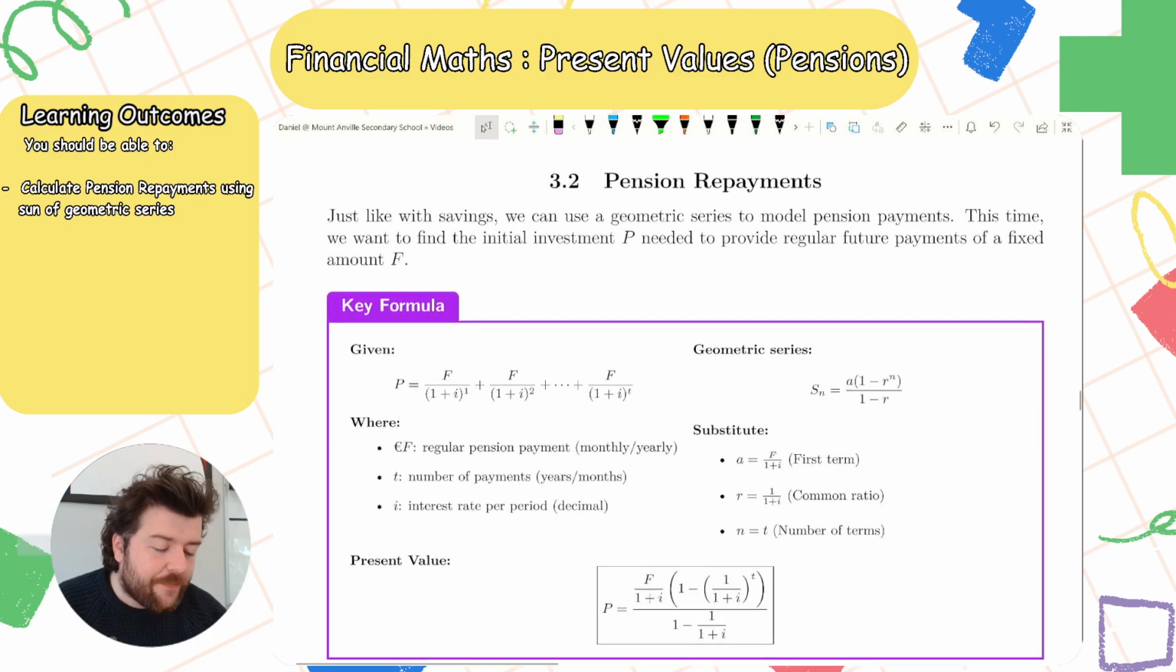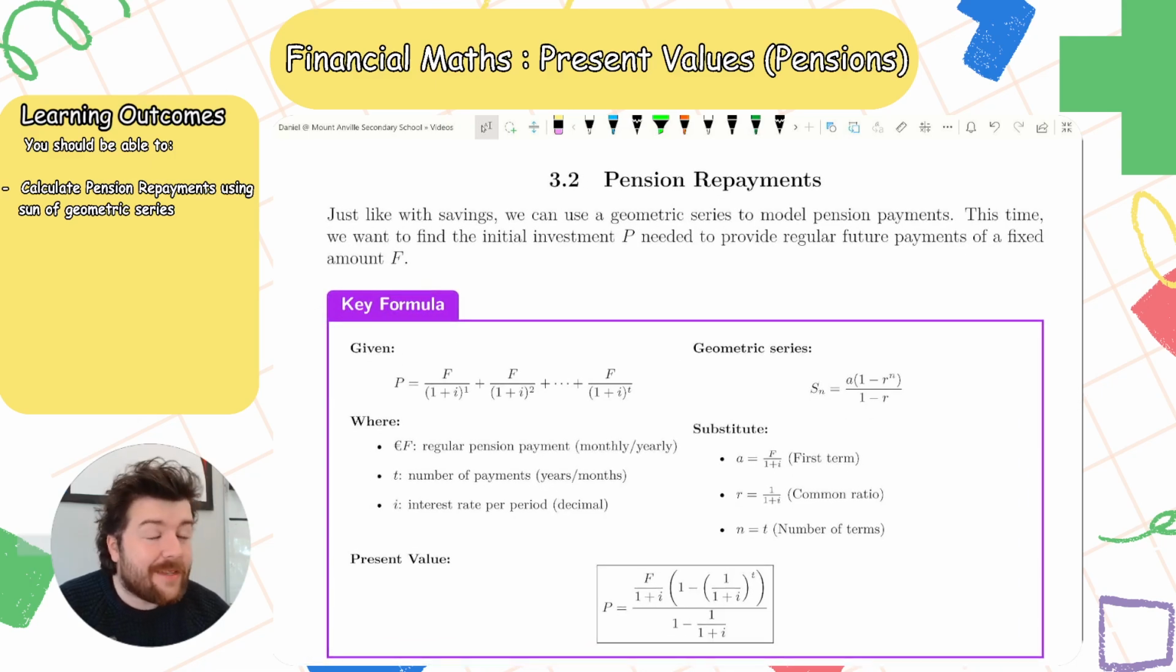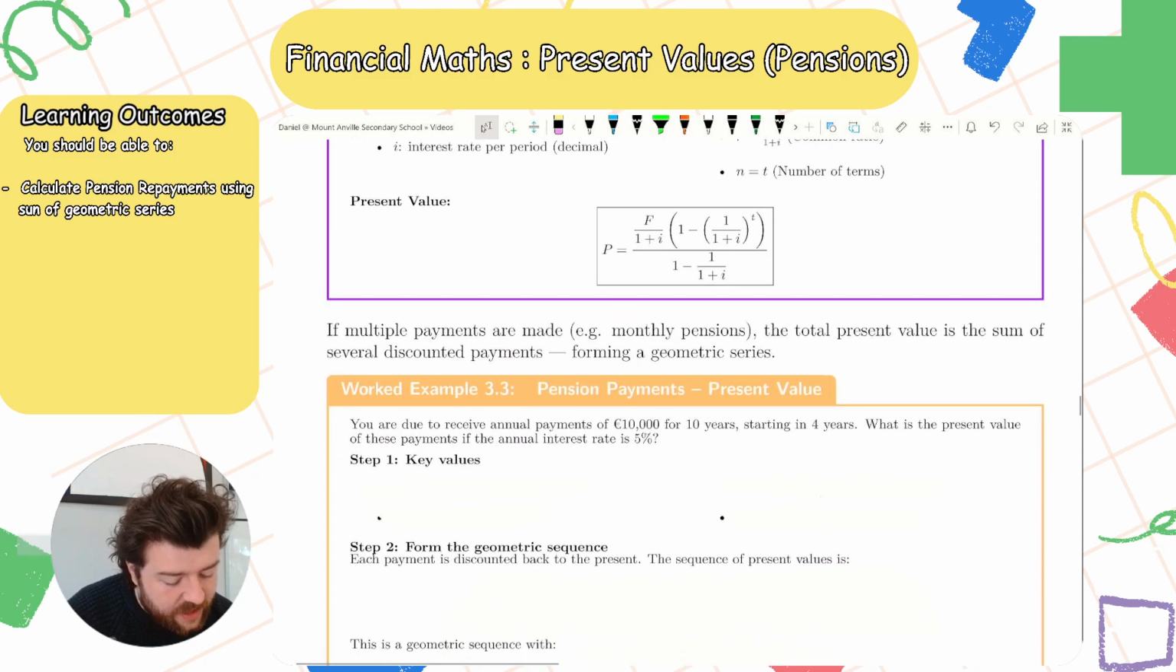Hello. Right, so in this one, we're doing the same as the last video, but we're just looking at pension repayments. More specifically, we're going to be using some of the geometric series and present values to find out how much money I need to have at the start of my pension in order to be getting a certain repayment every month. So I'd be asking, how much money do I have saved on the day of my retirement in order for me to get a pension of €1,000 a month? So let's look at that here.